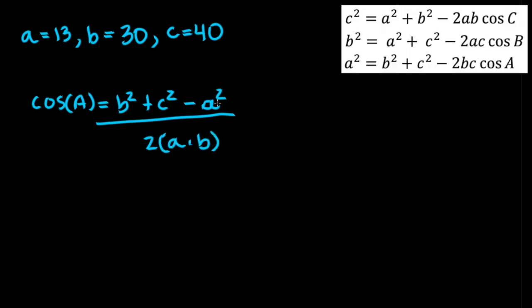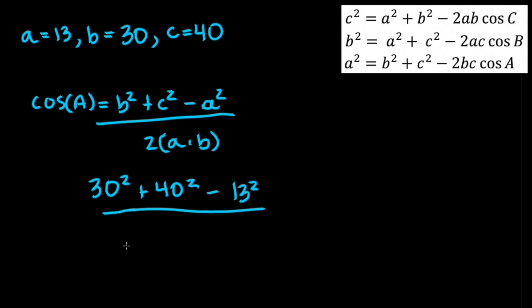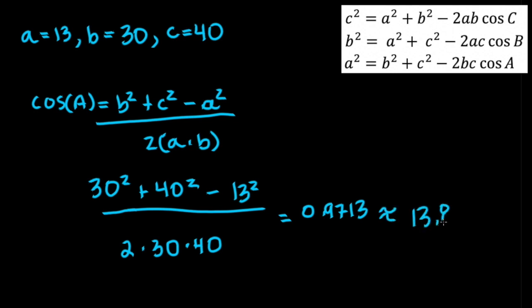When we plug in the numbers given to us, we get that the cosine of A equals 30 squared plus 40 squared minus 13 squared, divided by 2 times 30 times 40. This equals approximately 0.9713. Use the inverse function key on your calculator and you will find that the inverse cosine of 0.9713, which is also the measurement of angle A, is approximately 13.8 degrees.